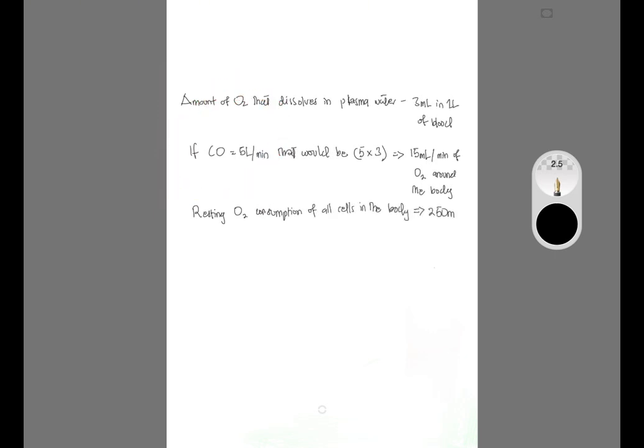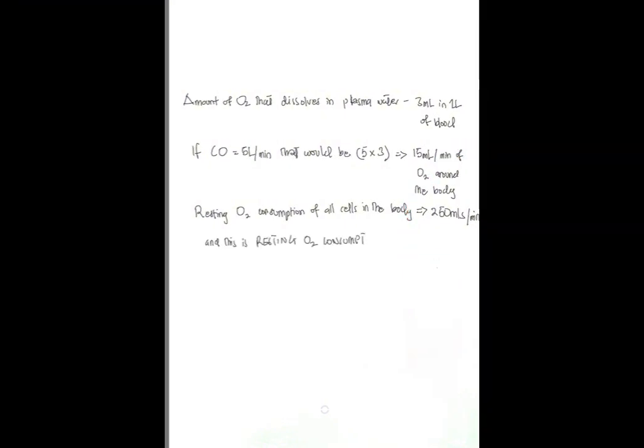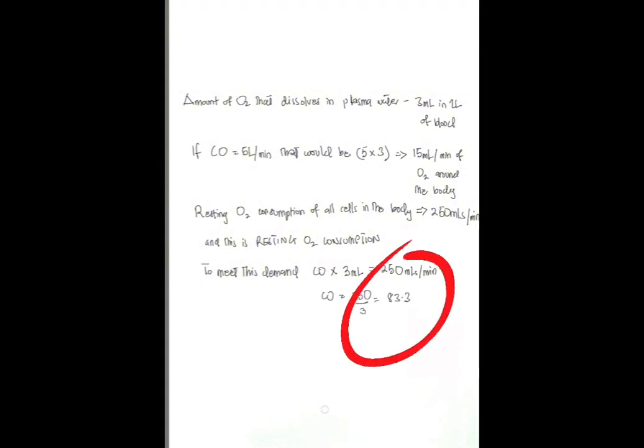Under resting conditions, cells use about 250 ml of oxygen per minute, and this may increase 25-fold in the event of exercise. To deliver the oxygen needed for the tissues, that would mean a cardiac output of 83.3 liters per minute if oxygen was delivered by just dissolved form in plasma, and that's insane. However, the solution to this problem is hemoglobin.